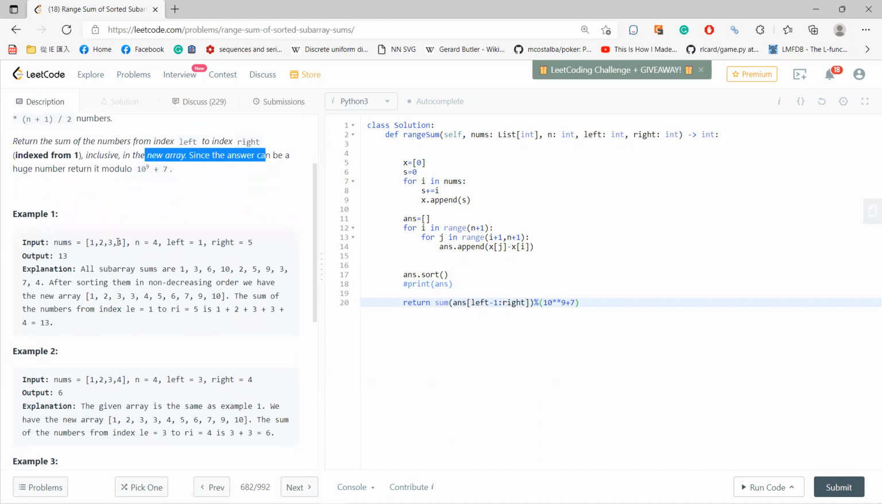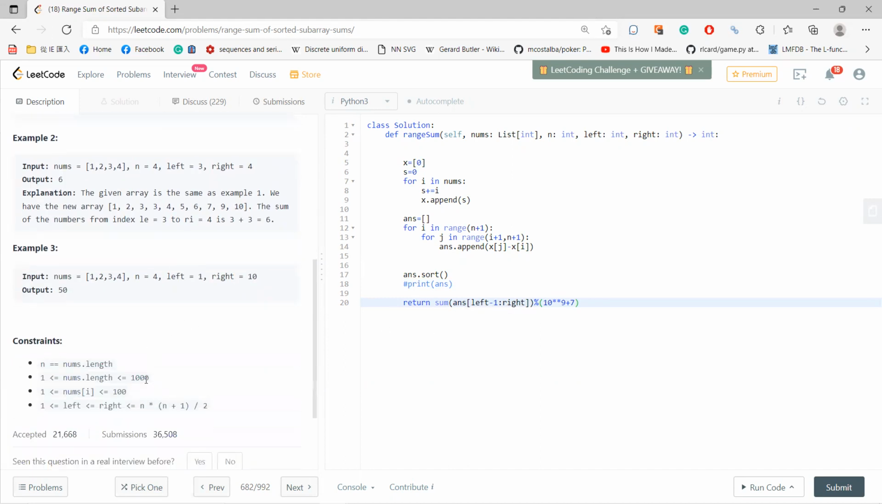Okay. So for example, you can do all the subarray sums from 1 to 5. So in this case, it's this 5. Okay, so from 0 to 5. Okay, so it's 10 to this one, right? So even though you have an n squared algorithm, it's still possible, right?